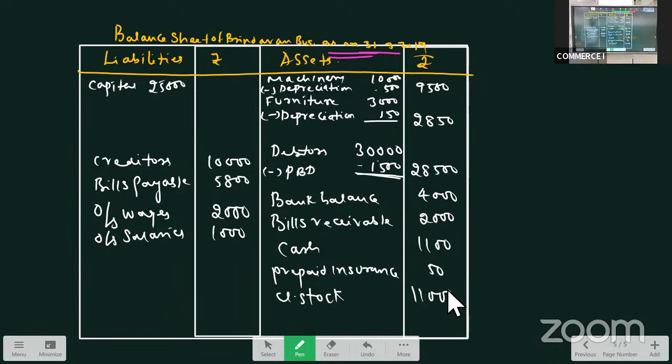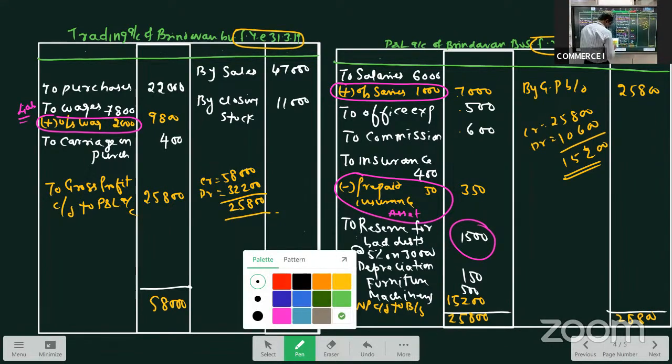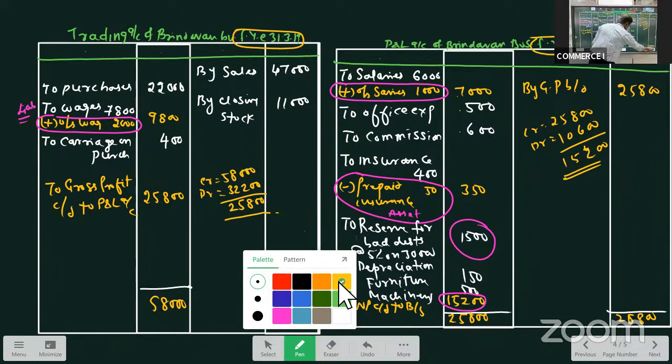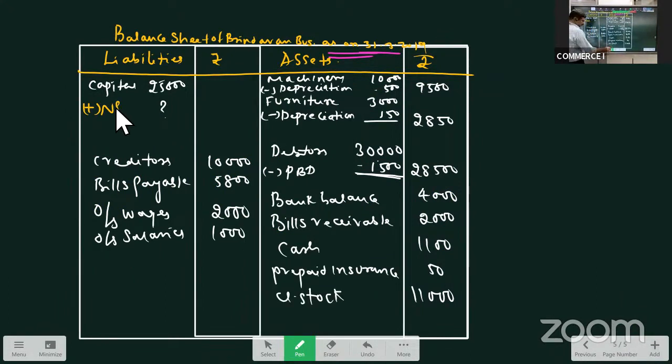Done. Now what is left? There is something left here. What is it? Yes, it is the net profit or the net loss. What was the net profit? You see, net profit was 15,200. This we have to add to the capital amount. Net profit is added. And if we have any drawings, what do we do? We deduct. Drawings, if there, we deduct. Okay. Now we are done with all the items.